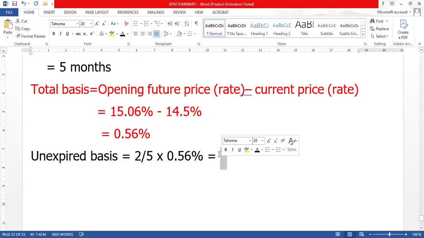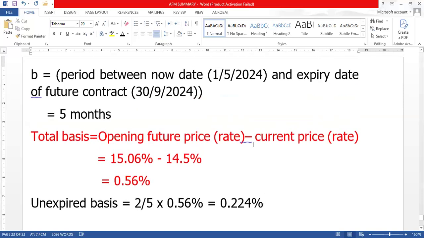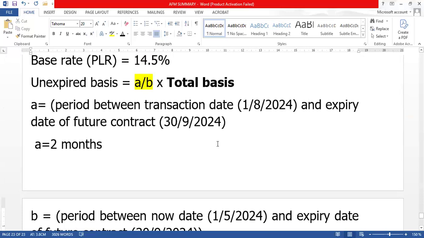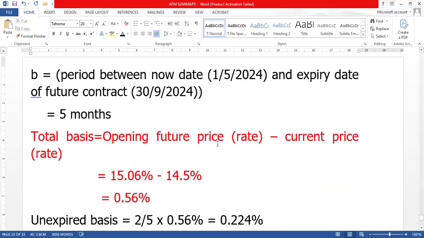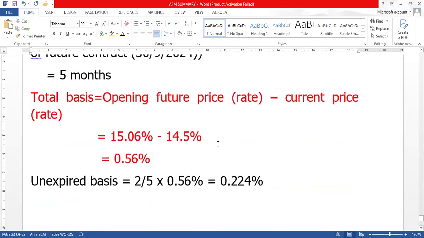What do you get? Put some speed, guys. Time is taking us. We get 0.224, 0.224%. Okay. Any question here? Yes. Abel, how did we get the 5? How do we get the 5?